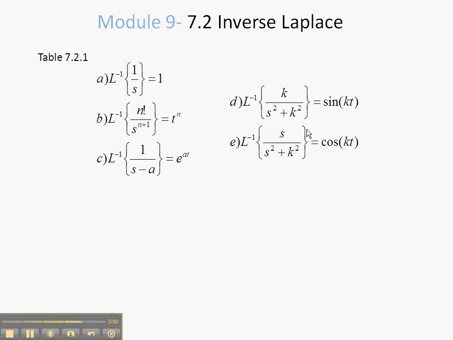In section 7.2, we're mostly going to use the table to go back and forth for the inverse Laplace. The idea of an inverse Laplace is that if I take the Laplace transform of a function and it gets me, for example, the Laplace transform of 1 is 1 over s, then the inverse Laplace takes me back. So the inverse Laplace of 1 over s gives me 1, and so on.